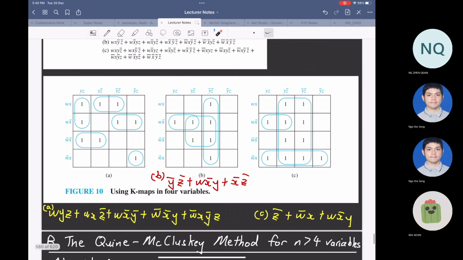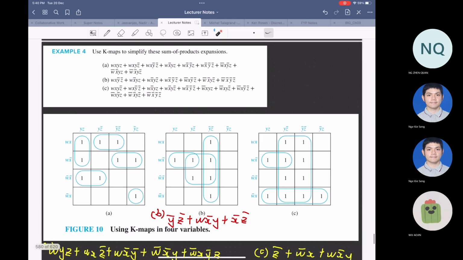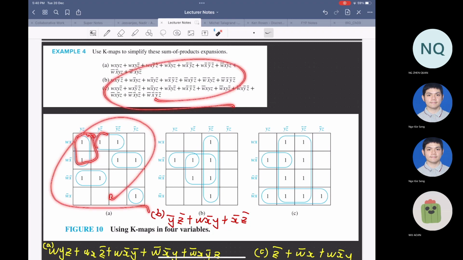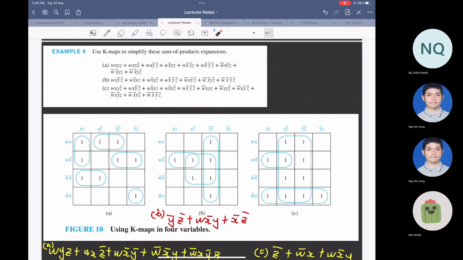These are examples in your textbook. The procedure is the same: look at your expansion, build the Karnaugh map, and then draw the blocks. So you can see that our block size is always even, 2 to the power n. We don't form a block of 3 times 1 here. We always form a block of 2 to the power m times 2 to the power n.